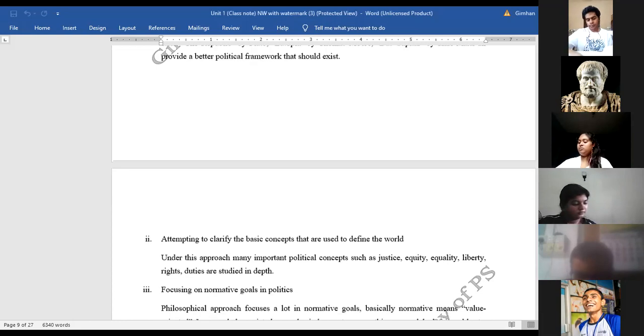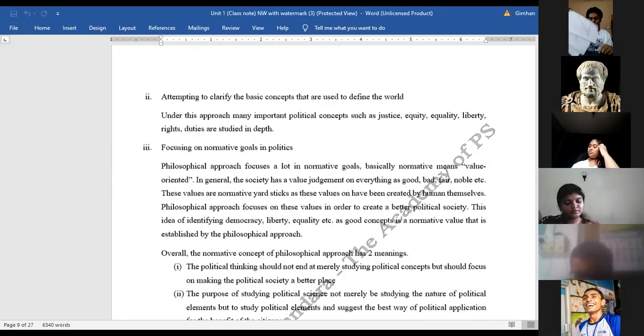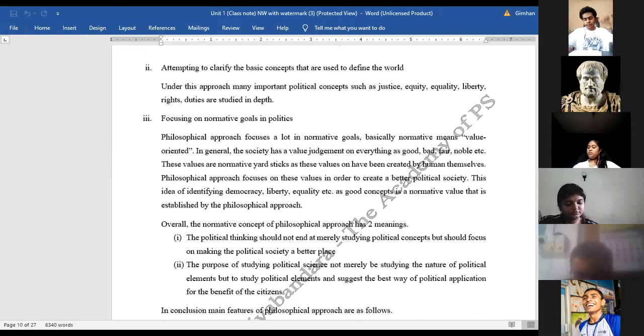Attempting to clarify the basic concepts that are used to define the world. Under this approach, many important political concepts such as justice, equity, equality, liberty, rights, and duties are studied in depth. Focusing on normative goals in politics. The philosophical approach focuses a lot on normative goals. Basically, normative means value oriented. In general, society has a value judgment on everything as good, bad, fair, noble, etc.